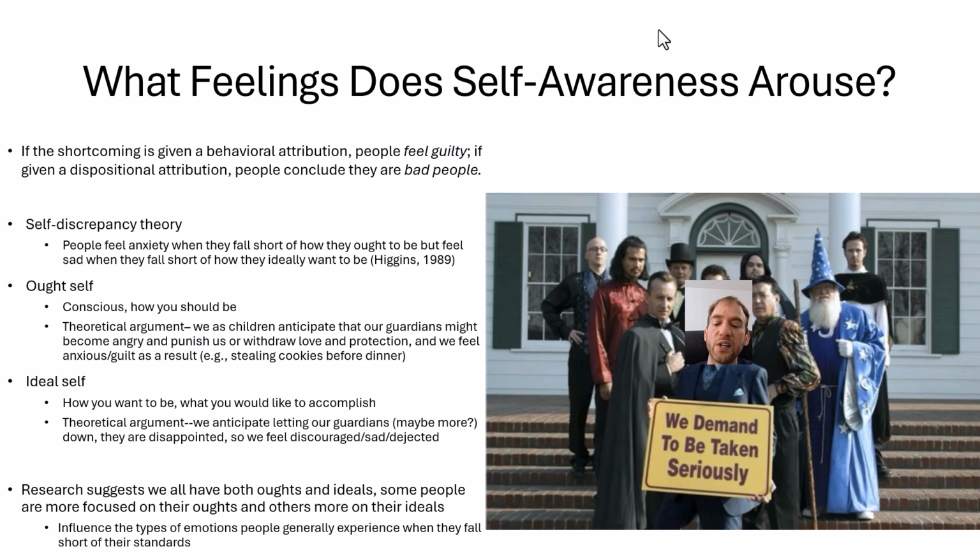So disappointment from our guardians, from society, whatever it is, we feel discouraged, sad, dejected, and then guilt for our ought self. We feel guilt and anxious because of some kind of punishment. Research suggests we all have both ought and ideal selves. Some people are more focused on their oughts and others more on their ideals. They influence the types of emotions people generally experience when they fall short of their standards. And there's a whole lot of different theoretical arguments about this, but for the purpose of this class, this is good enough.